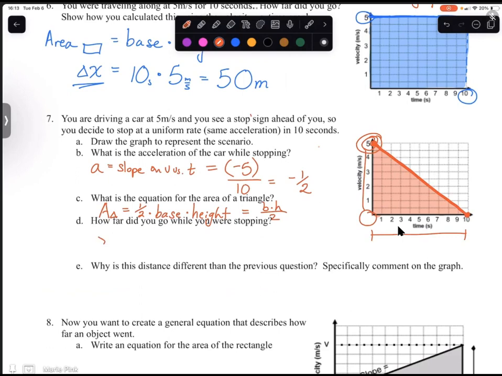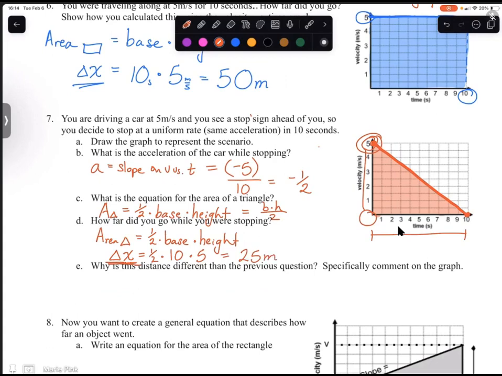Well, the area of this triangle is 1/2 base times height, and that displacement, your change in position, that's not a triangle X, that's how far it went, or your displacement, is equal to 1/2 times the base, which is 10, times your height, which is 5, and so that is 25 meters.